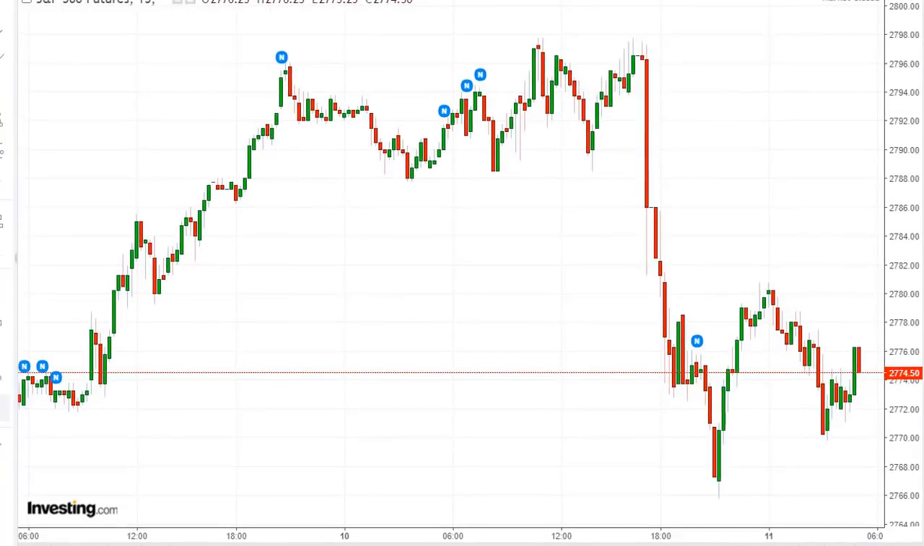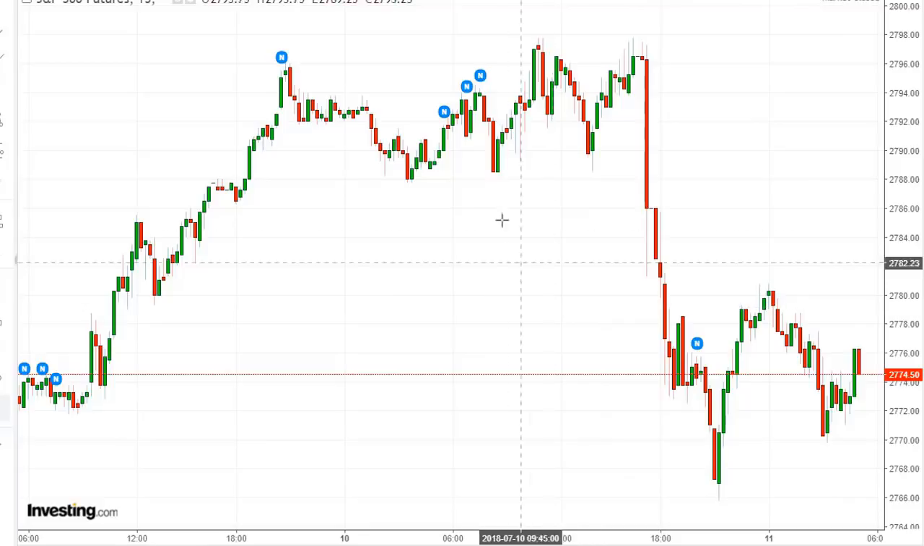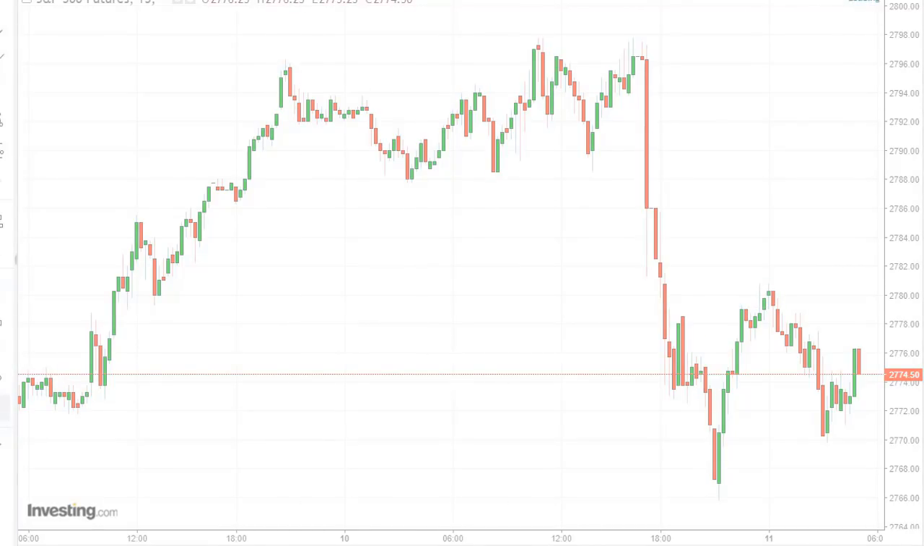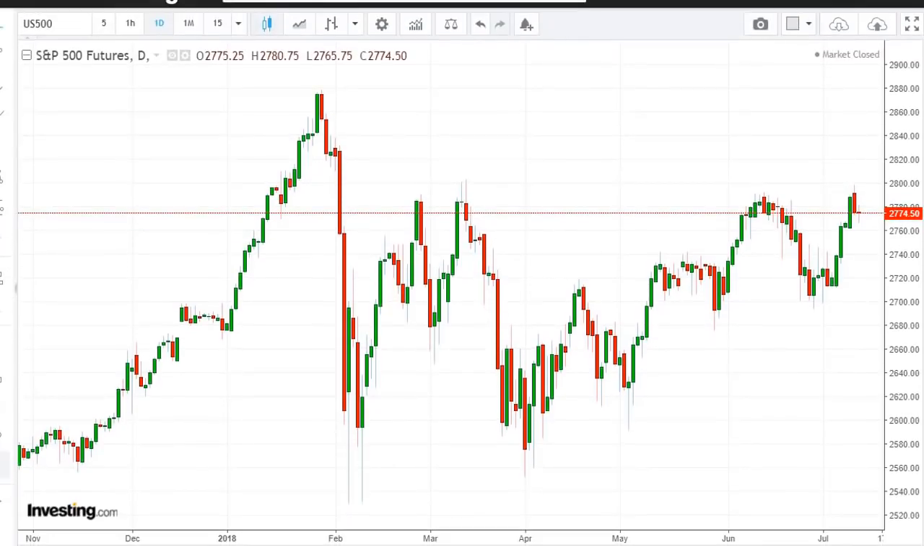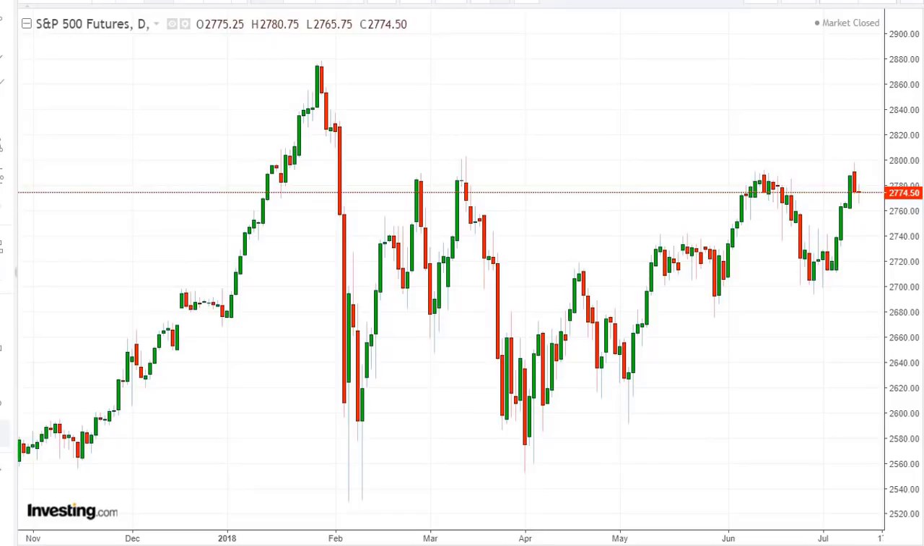And the thing is that if you want to look at probability in the market, what you want to do is go back to the daily chart, and you guys are probably going to know what I'm going to say here. Now, I'm looking at the S&P 500 here.